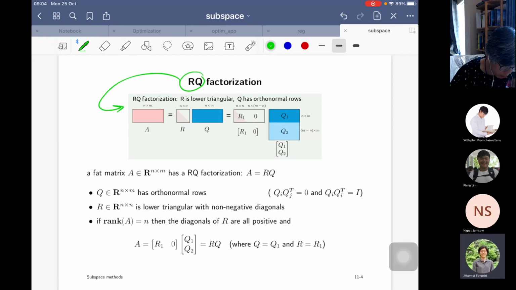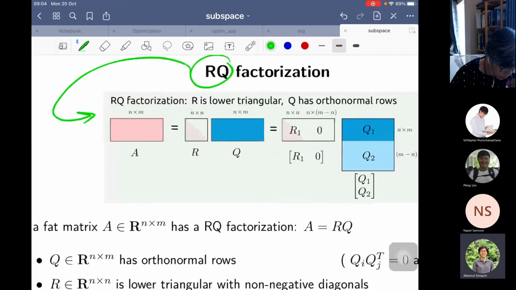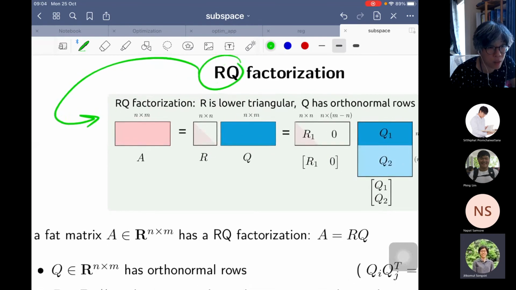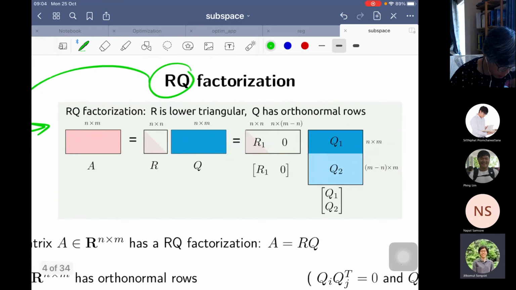in the subspace method. So suppose you have a matrix A that is, in this case, I consider the fat matrix, because the fat matrix is what we're going to see in our context of subspace identification. You have a matrix A with size of n by m. An RQ factorization will give you a factor R and Q where the matrix R is lower triangular with a size of n by n, and with the factor Q that has size n times m.